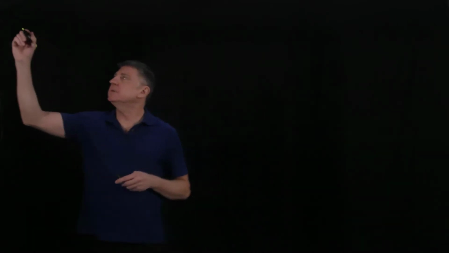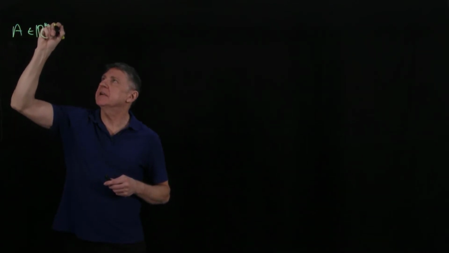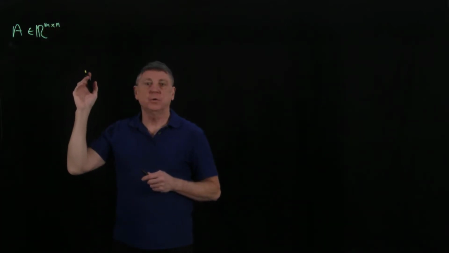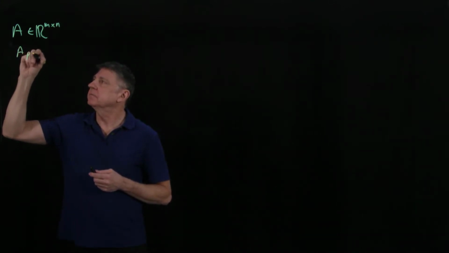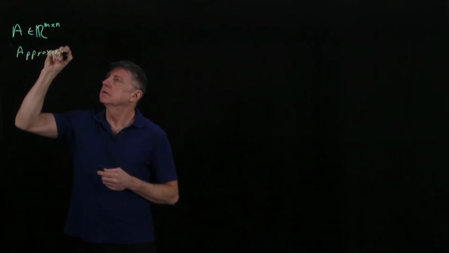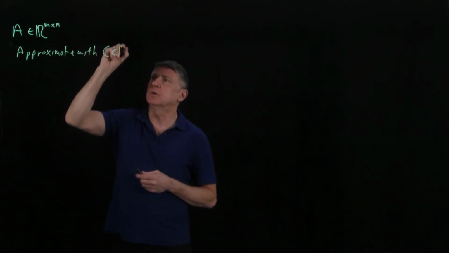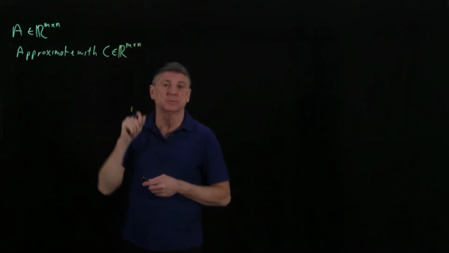Welcome. In this session in linear data analysis, we'll explore how to approximate a matrix by a rank K matrix. Let's suppose that our matrix A has all real numbers and it has m rows and n columns. What we want to know is how can we approximate it? Well, we can approximate it with a matrix, let's call it C, and it will also have all real entries, and it will also have m rows and n columns.